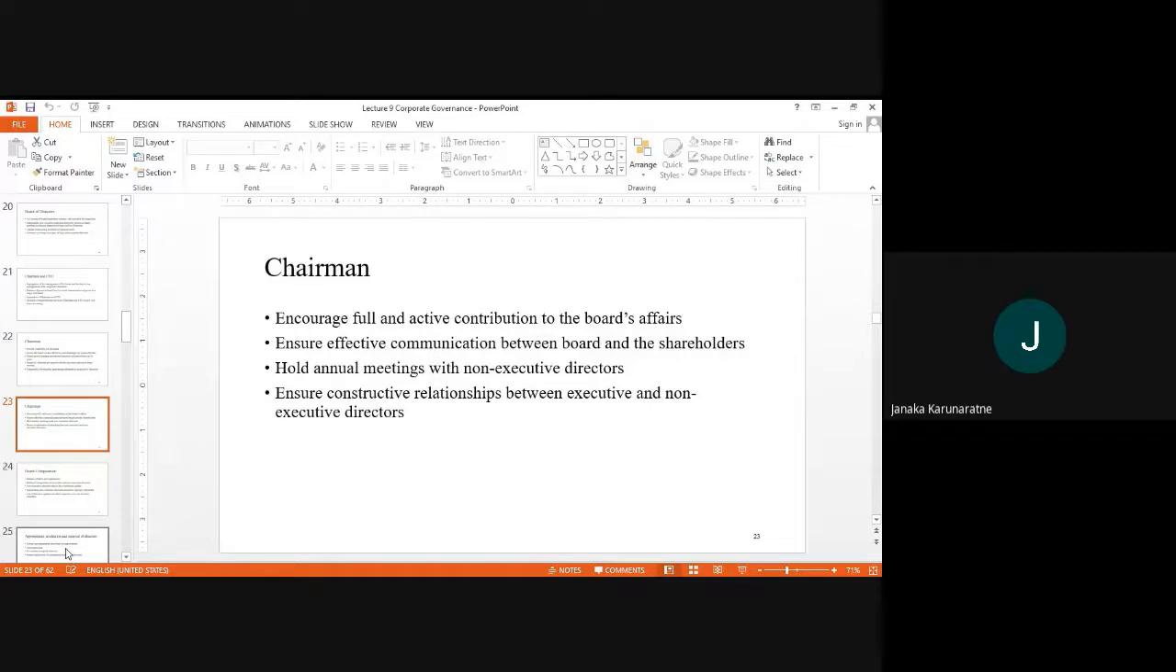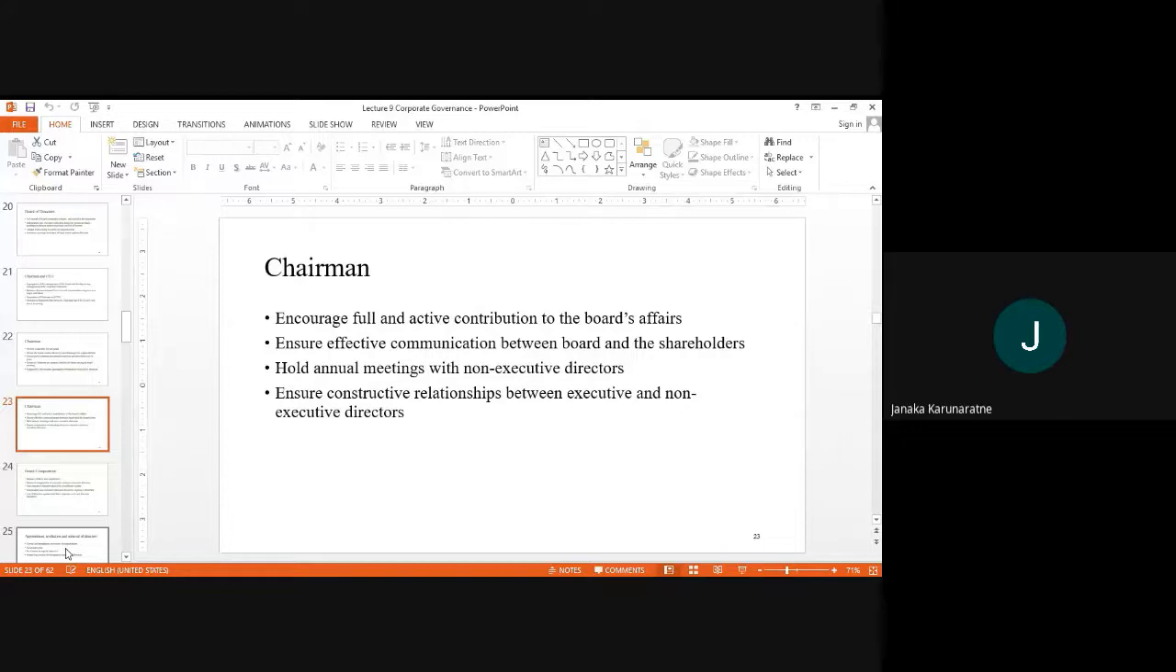Also get involved with other directors or the other board members to actively engage during the board meetings and express their views. Sometimes it can happen. There are certain chairmen dominating so that other members don't get any opportunity to discuss or express their views independently. Ensure effective communication between the board and the shareholders. Always the shareholders, who are the owners of the company and who have appointed directors, should be adequately communicated by the chairman about what is happening.